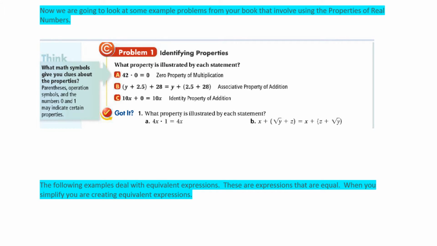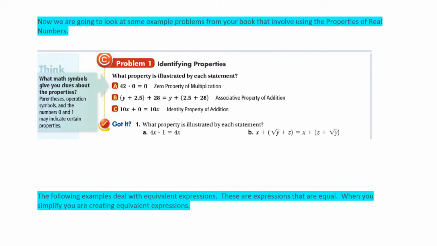Now we're going to look at some examples from the book that involve using the properties of real numbers. If we look at example A, example A says 42 times 0. Since it is 42 times 0, that is our zero property of multiplication. The zero property of multiplication says 0 times anything equals 0.